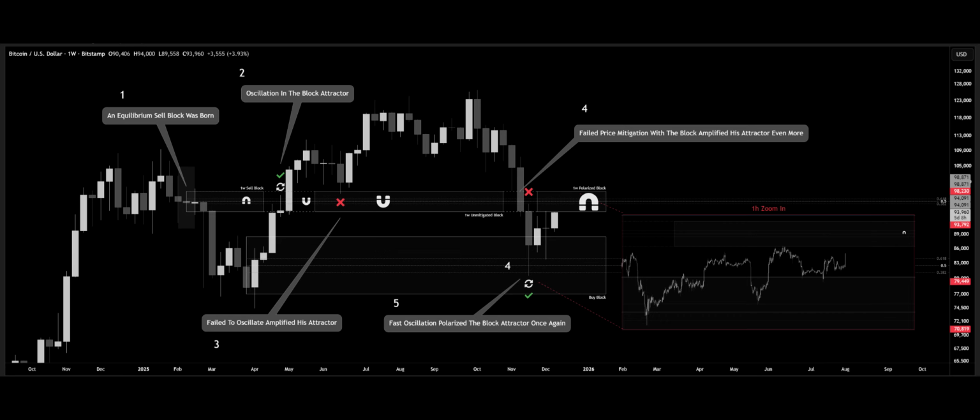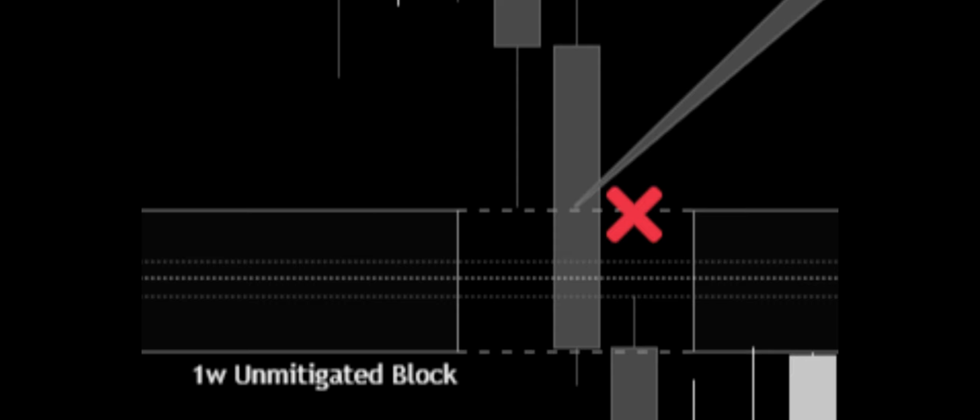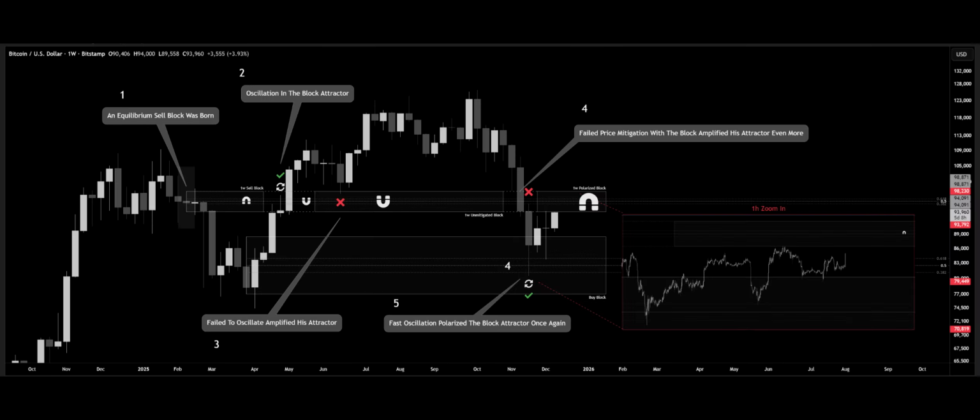In Bubble 4, Momentum Driven Through the Block. The magnetic force of the equilibrium block COG became so strong that it generated momentum, preventing price from reacting to the block. Price moved straight through it without producing proper mitigation, further reinforcing the block's polarity structure.